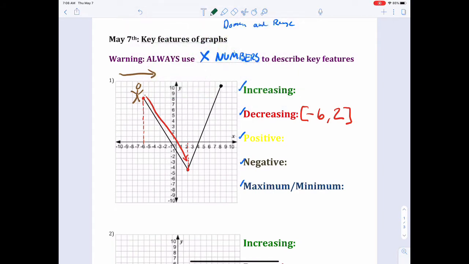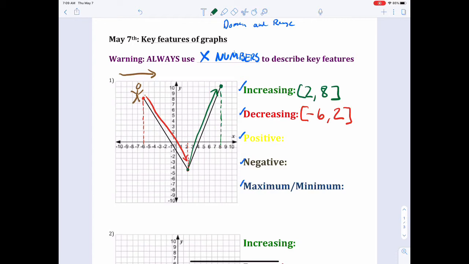Once he gets to this point right here, he starts to go up again. We're walking up this hill. So that's green. He's going up. So he's going up from 2 to this point. And what X point is that, right? Always use X numbers for this stuff. 2 to 8. He's going up. All right. So that's that.